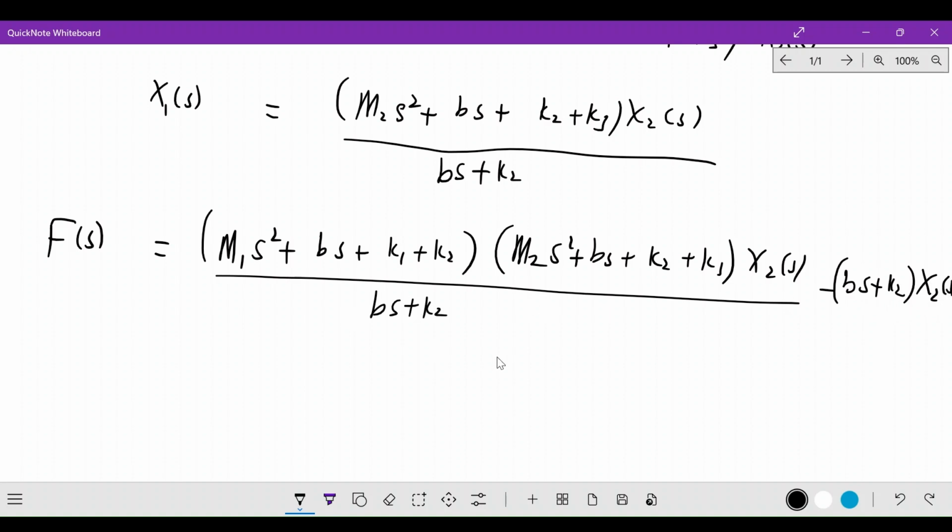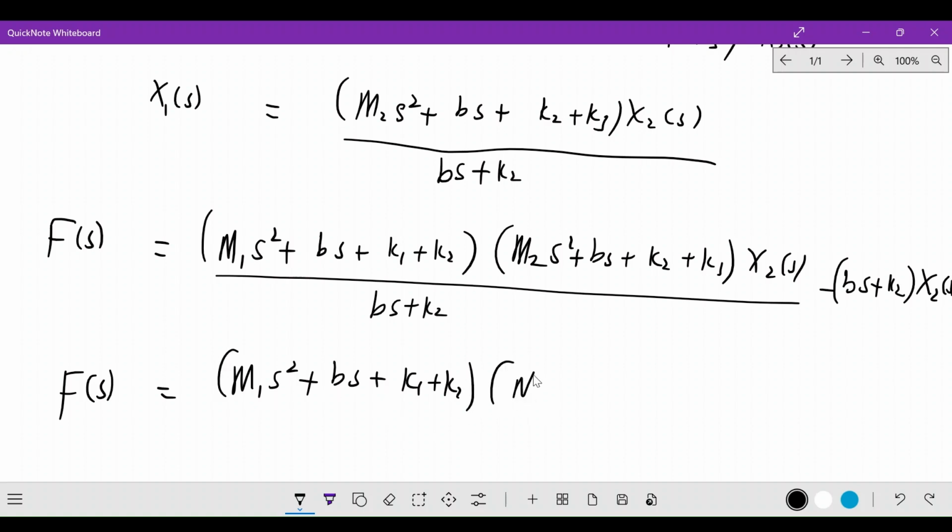Okay, sorry about that. So here I'm going to combine this as a single fraction. I'm going to multiply this by that, right? So just everything over all that, isn't it? Okay. So f of s, this becomes, okay. If you want, you can start expanding this. I have no time for that, I think. Just be the same thing. Plus bs plus k1 plus k2 times m2 s squared plus bs plus k1 plus k2.